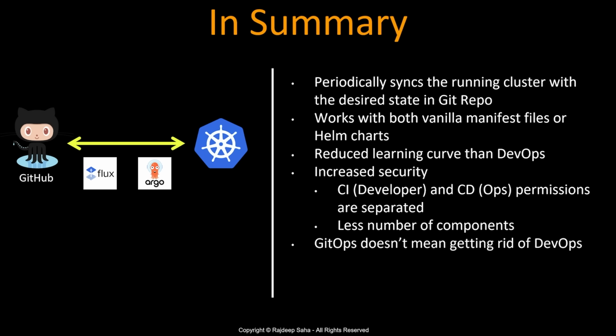And the last point is GitOps does not mean getting rid of DevOps. You still need to have the continuous integration part through the DevOps. Also, GitOps only comes into play when you have at least one cluster up and running. To spin up that one cluster, you have to use DevOps. Alright, enough theory, let's jump into the demo.